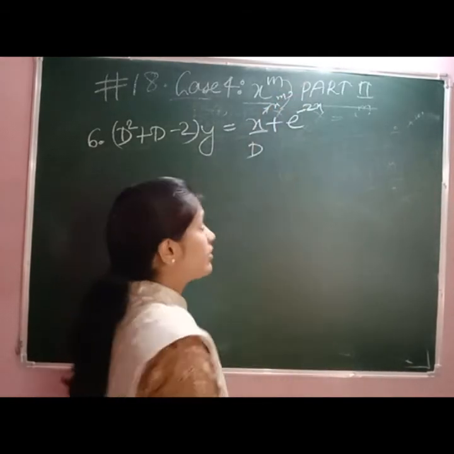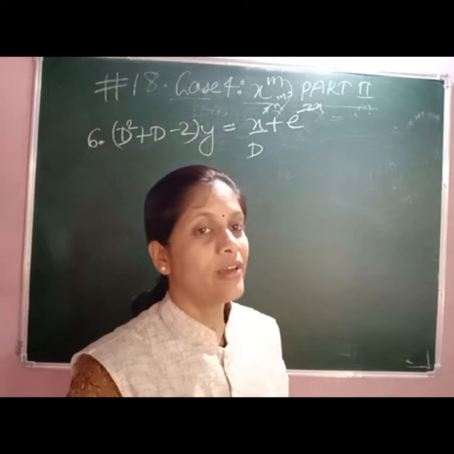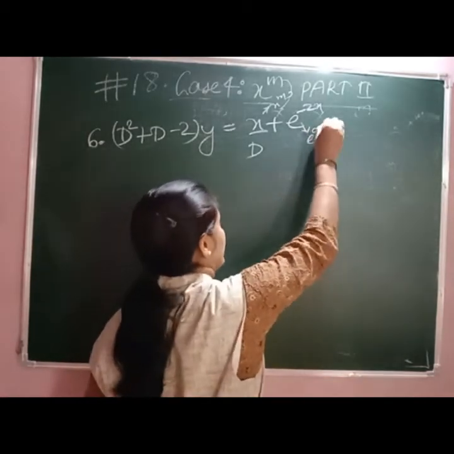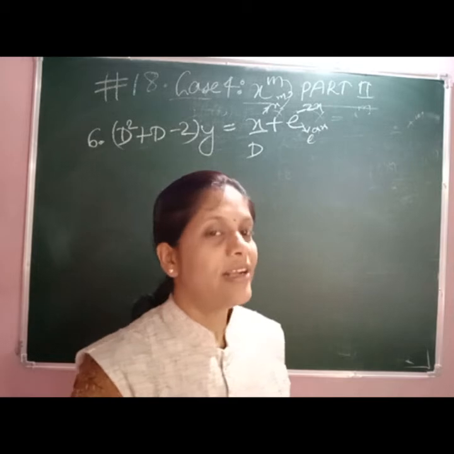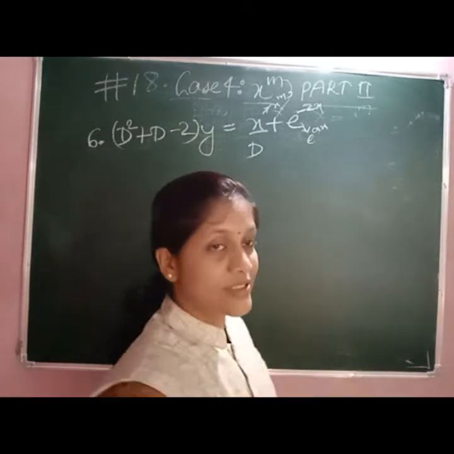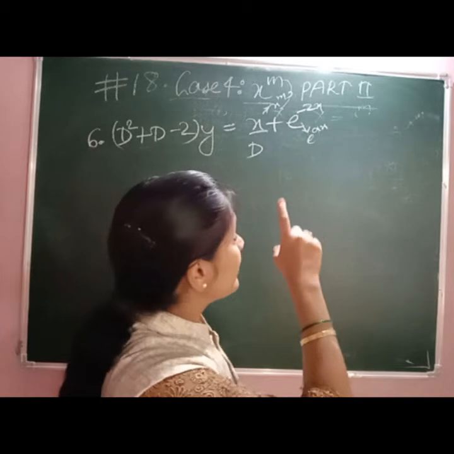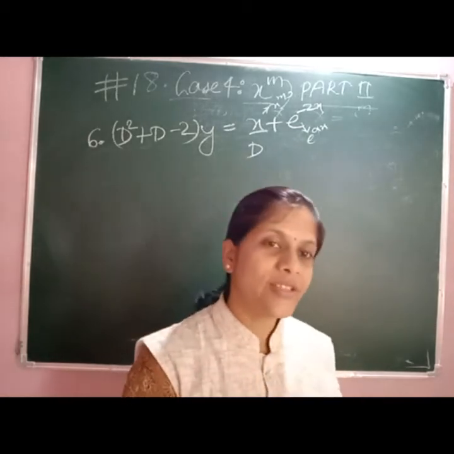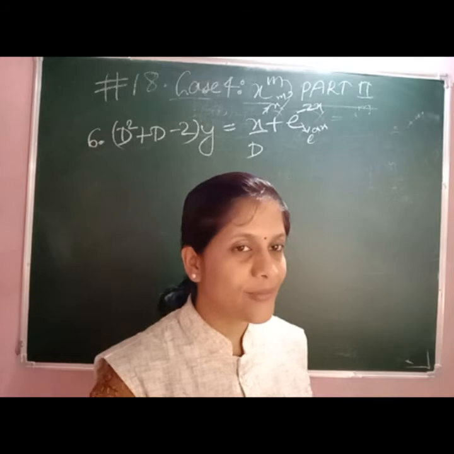And what is the second form? The e^(ax) form. So as soon as we see, we understand it is non-homogeneous. Further, this is case 4, the x^m form, and this is case 2, the e^(ax) form. So let us get started to solve this numerical.